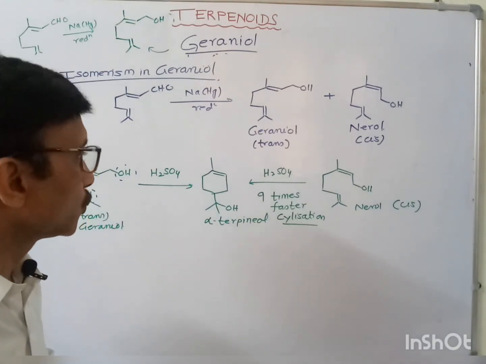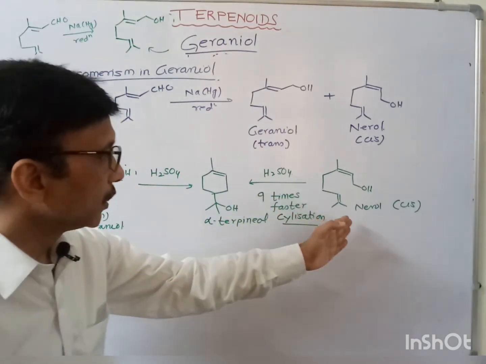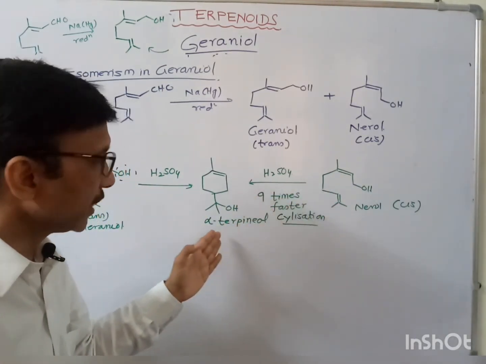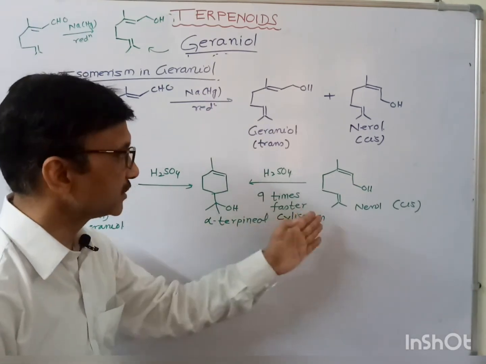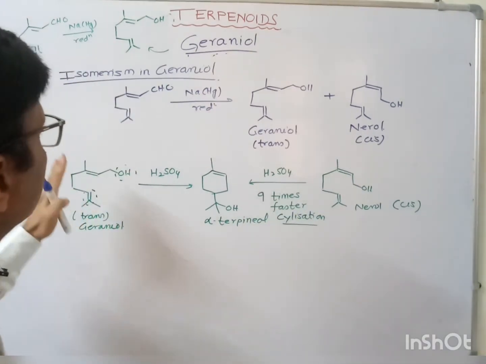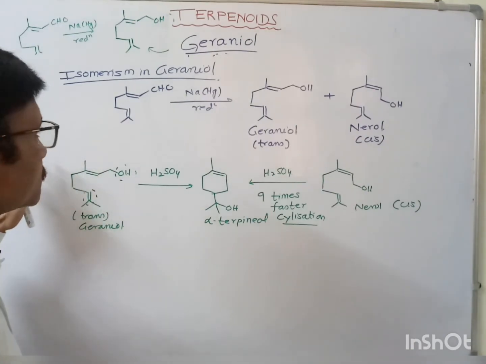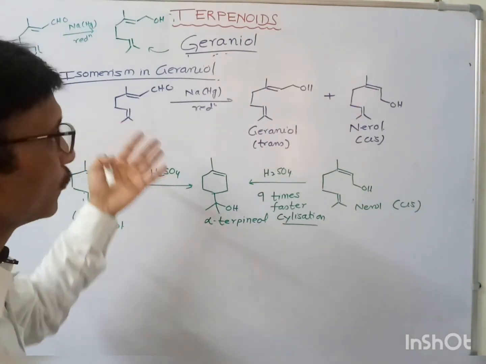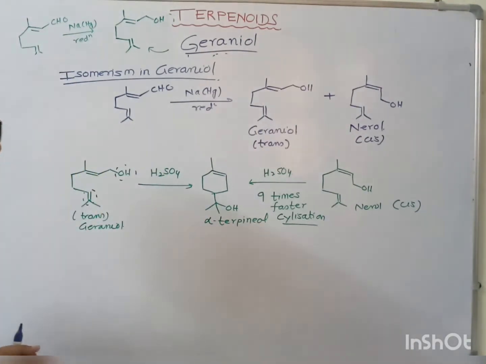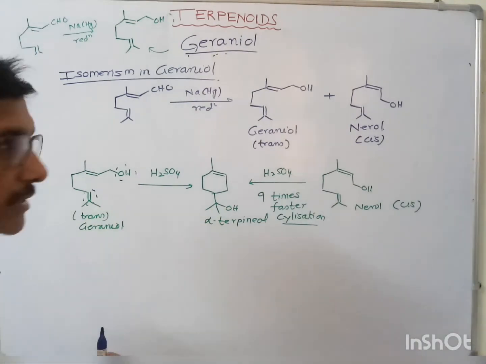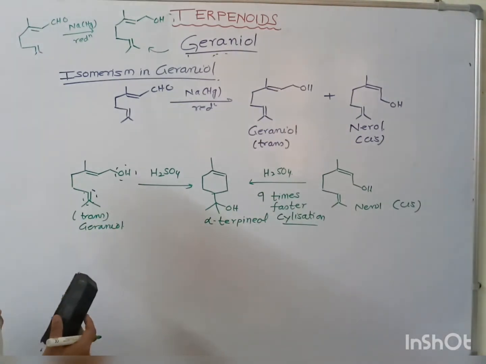So now we will see the mechanism of how this nerol can be converted into the alpha terpineol also. This is the isomerism, and further it can also be proved by the NMR study. This cyclization, this isomerism can be proved.